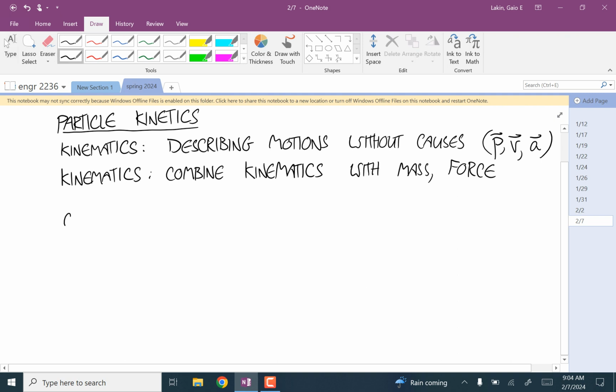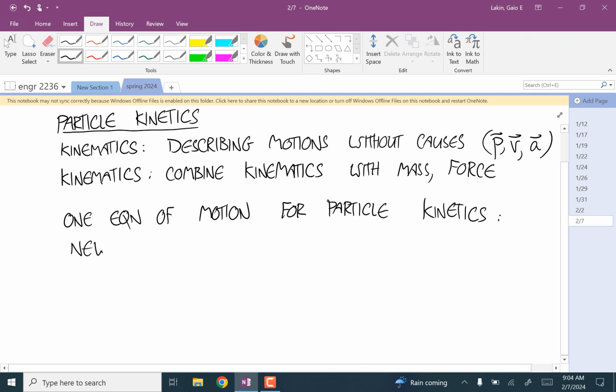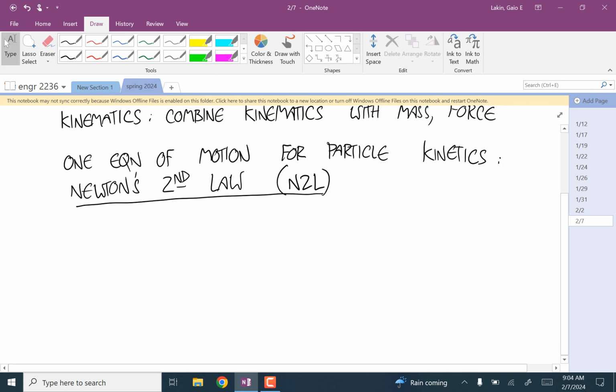And there's one equation of motion for particle kinetics. And that's Newton's second law. I'll always abbreviate that N2L, Newton's second law. And it says that F net is equal to m times a center of mass.